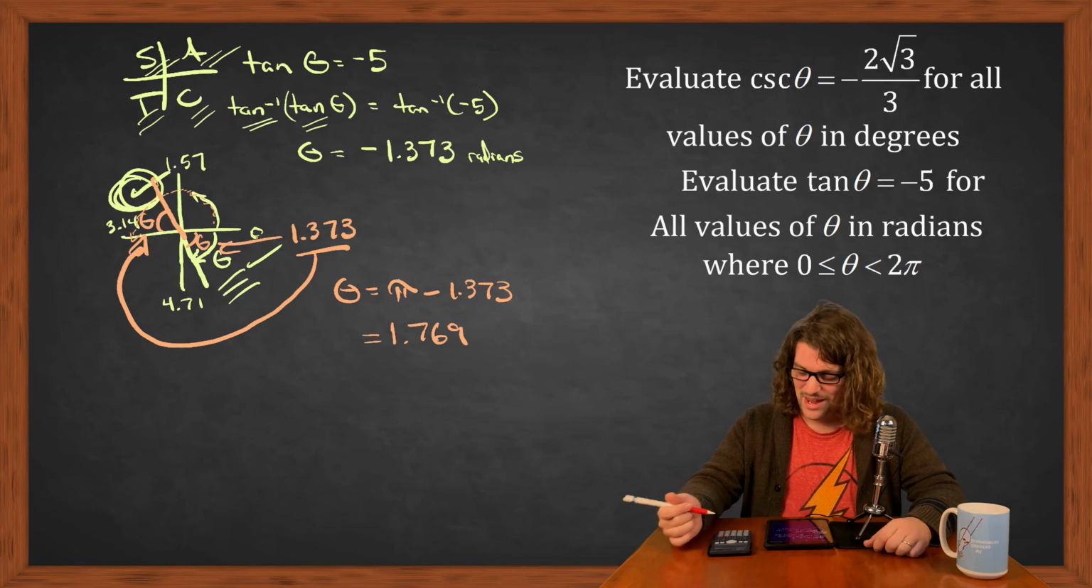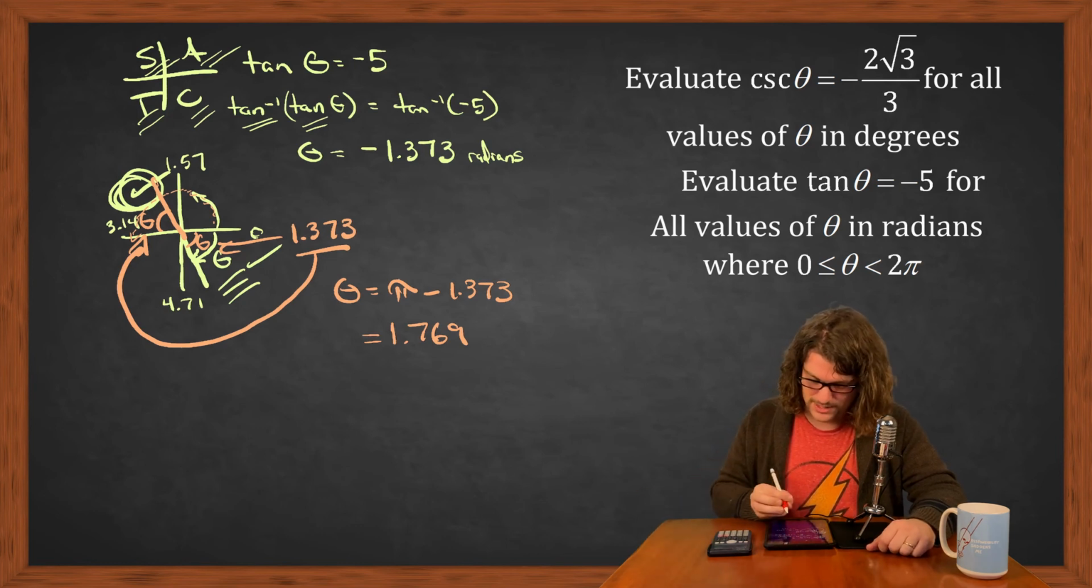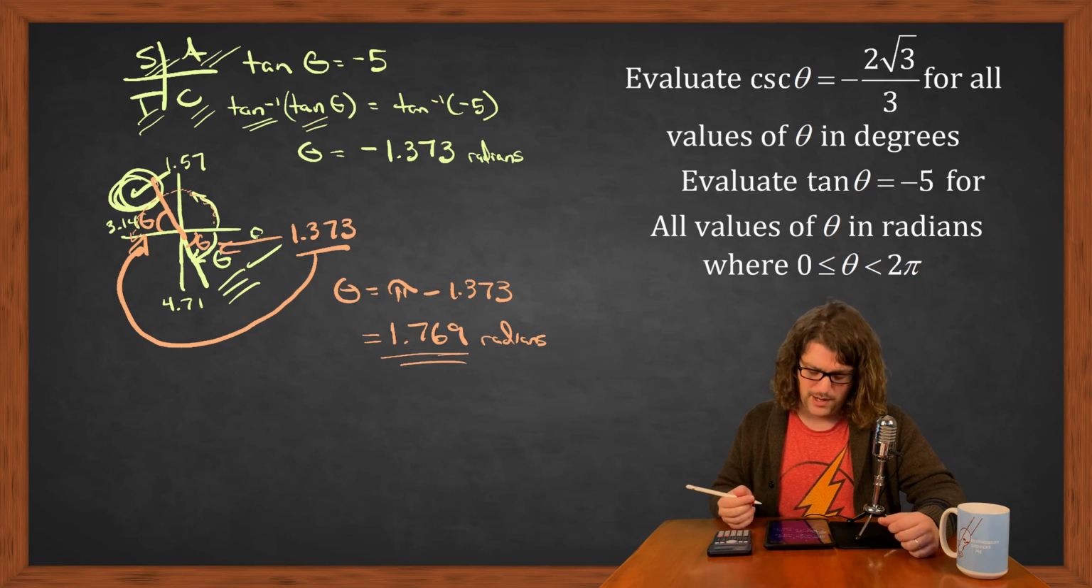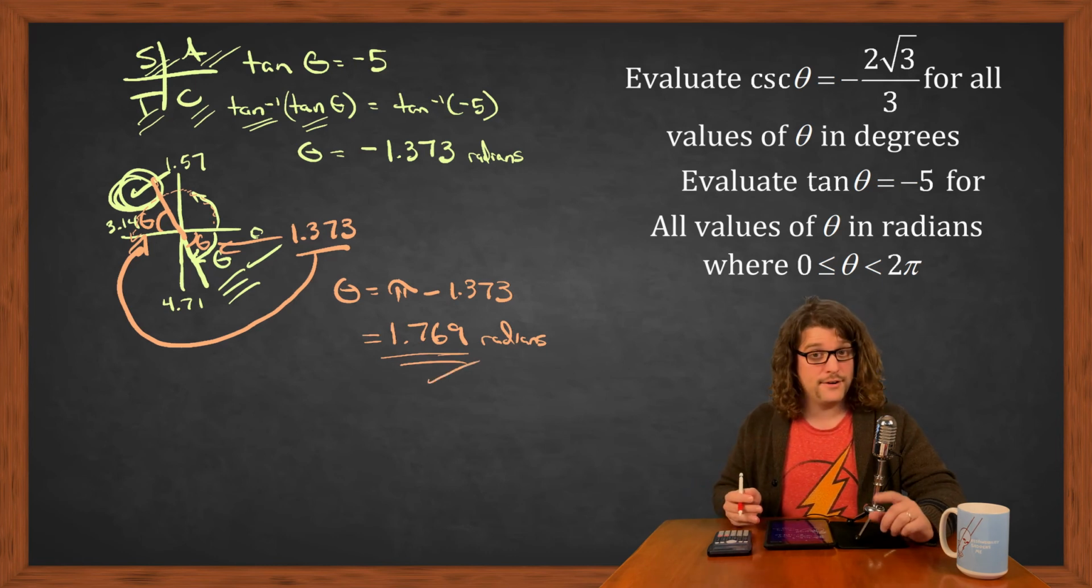So there you go. All right, now we're going to take this value and say this number is a value that's in the positive rotation between 0 and 2 pi. So this is one of our two answers.